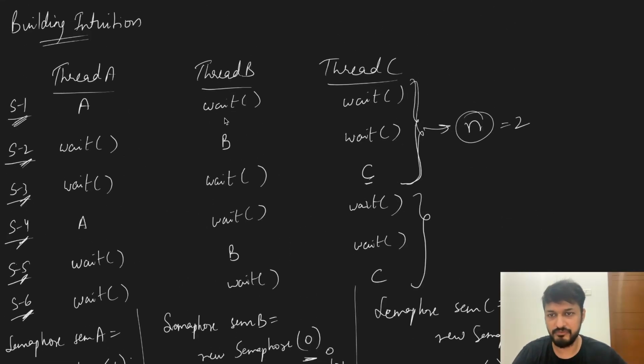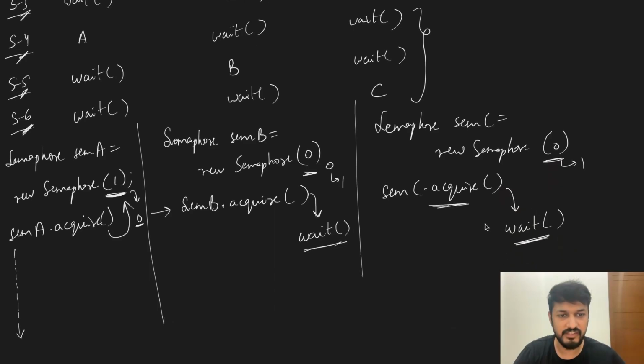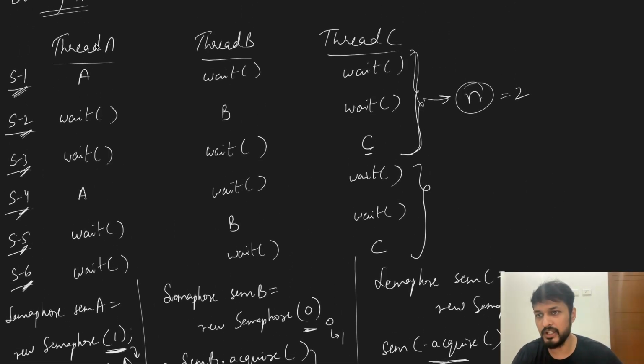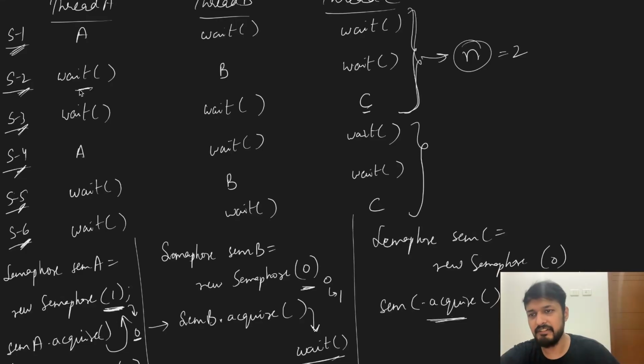So as per our first step, thread B is in wait state, thread C is also in wait state, and our thread A is in executing or running state. So it has acquired a semaphore. Now what should be the next statement? The next statement is to print A. Right, so we have printed A here. Now what is our second step? In our second step, thread A should go into wait state, thread B should go ahead and print B, and thread C should remain in wait state.